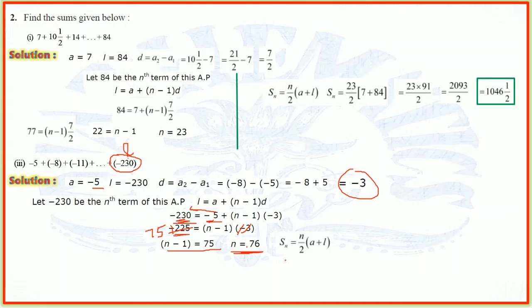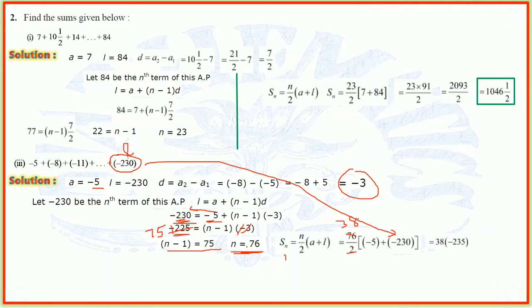So now we'll go for the solution. Sn is equal to n by 2 into a plus l, which is equal to 76 by 2, which is 38, into a, which is minus 5, plus l, the last term, which is minus 230. So it is equal to 38 into minus 235, which is equal to minus 8930. That is the sum of this part number 3.